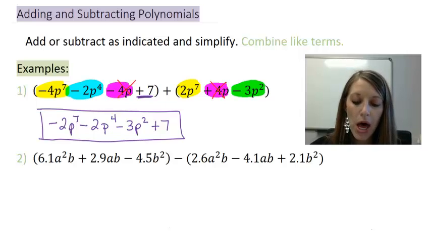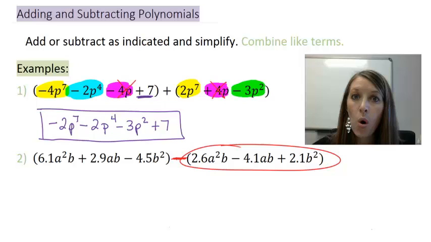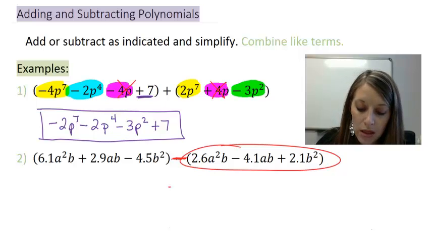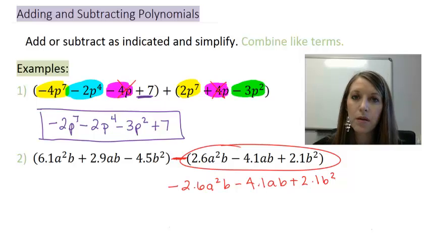Now, in example 1, I said those parentheses don't do much for us, we can ignore them. In example 2, that's a completely different story. In example 2, it is a subtraction problem. And this subtraction is telling me that I want to subtract my whole second polynomial. If I just ignored those parentheses, it would look like this. Negative 2.6a squared b minus 4.1ab plus 2.1b squared.